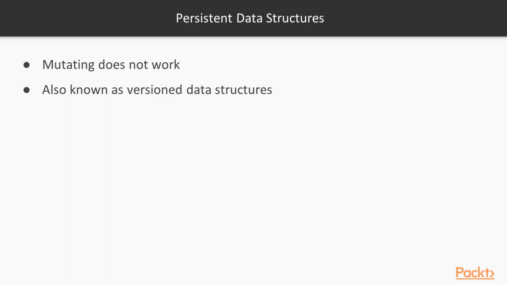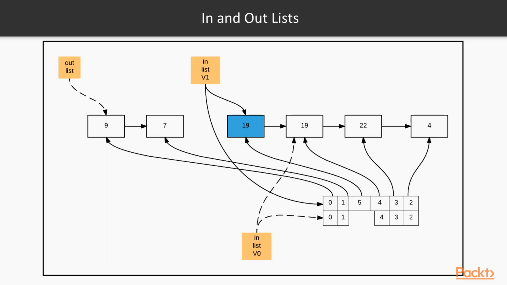We know by now that all this mutating won't work when we deal with persistent data structures, which are also known as versioned data structures. How can we implement these queues so that when an element is enqueued or dequeued, the earlier version of the data structure would be preserved? The design is beautiful. It involves two lists. This diagram shows two lists, namely in and out.